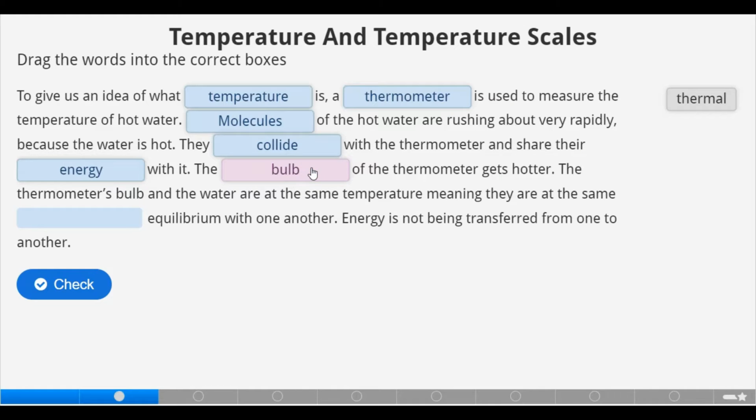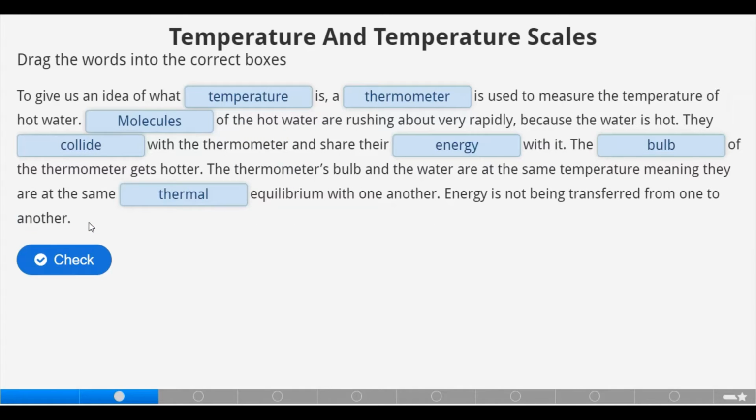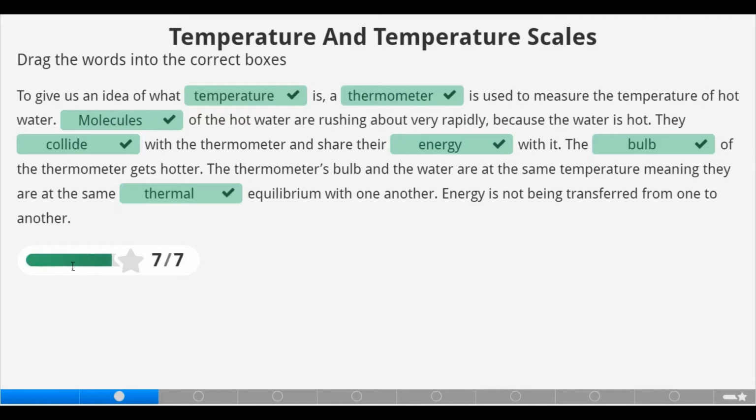The thermometer's bulb and the water are at the same temperature, meaning they are at thermal equilibrium with one another. Energy is not being transferred from one to another. Let's check. That's correct. Let's move on.